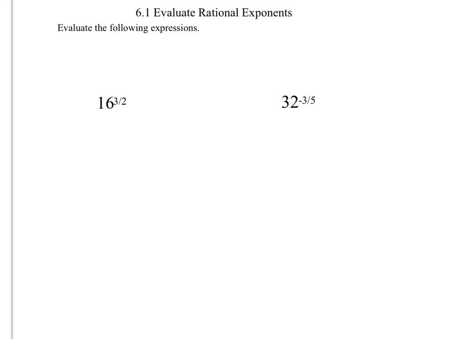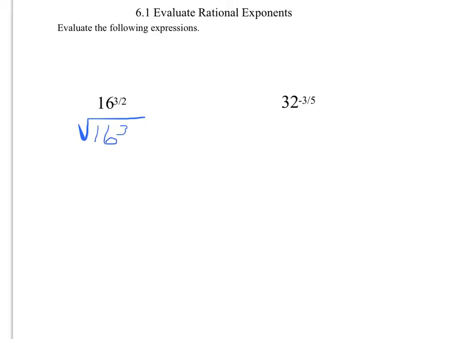So this first one, you'll notice we have 16 to the 3/2. The top part of that exponent, the 3, that's going to stay as an exponent. And then the bottom number tells us what root we're working in. So basically 16 to the 3/2 power means the square root of 16 to the 3rd.